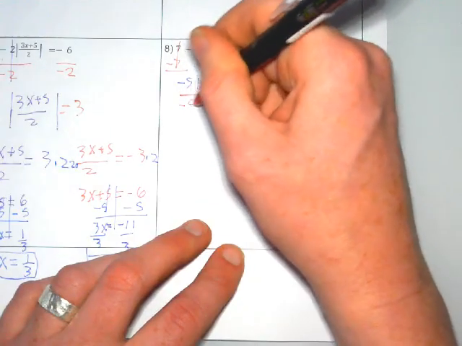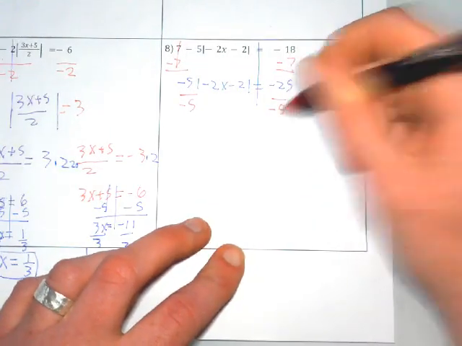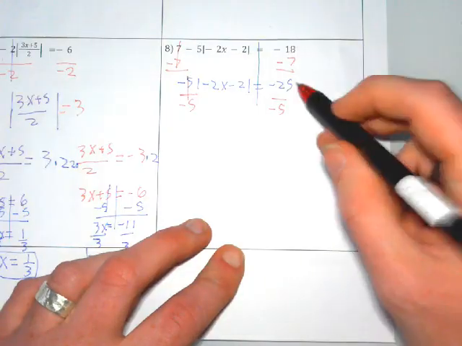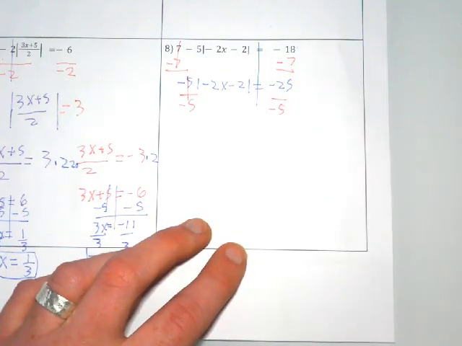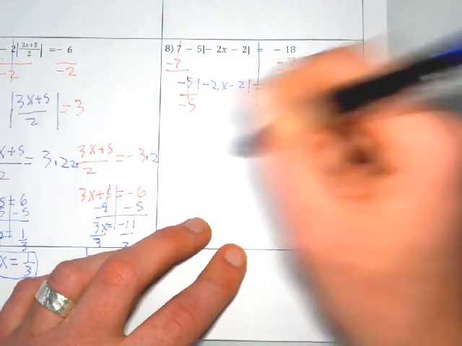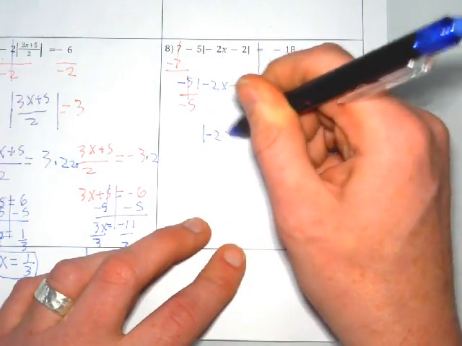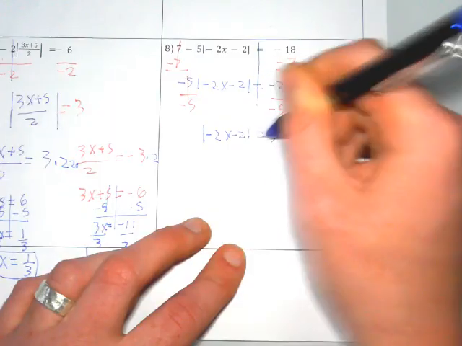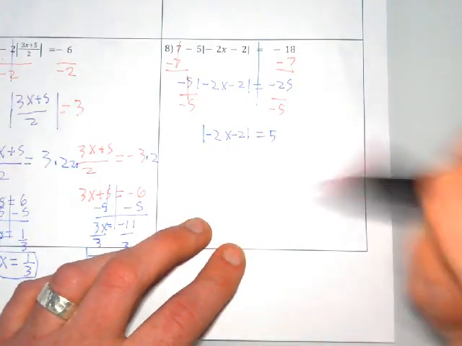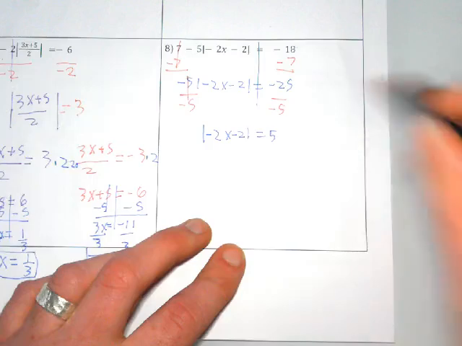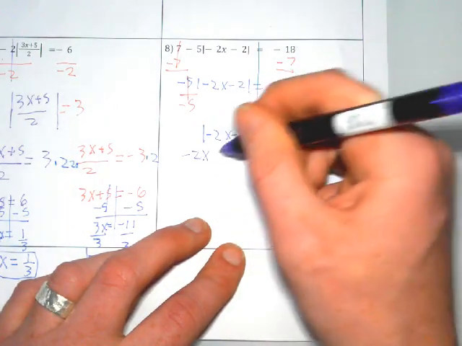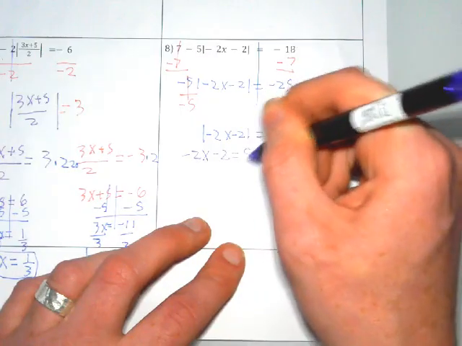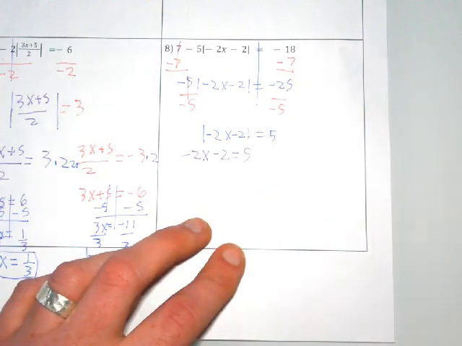That cancels out here, and negative 25 divided by negative 5 is going to give you a positive 5. So we have the absolute value of negative 2x minus 2 is equal to positive 5. We drop our absolute value bars and split the problem into 2. So again, on the left side, I'm going to do my positive version. Negative 2x minus 2 equals positive 5. On the right side, I'm going to do my negative version. So that's going to be negative 2x minus 2 equals negative 5.